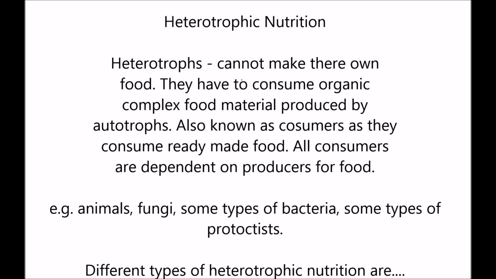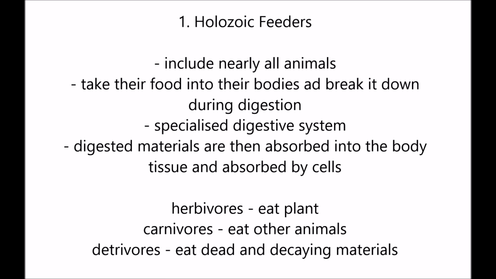Different types of heterotrophic nutrition. Number one, holozoic feeders. These include nearly all animals. They take their food into their bodies and break it down by digestion. They have a specialised digestive system. Digested materials are then absorbed into the body tissue and absorbed by cells. Herbivores are plant eaters, carnivores eat other animals, and detritivores eat dead and decaying material.